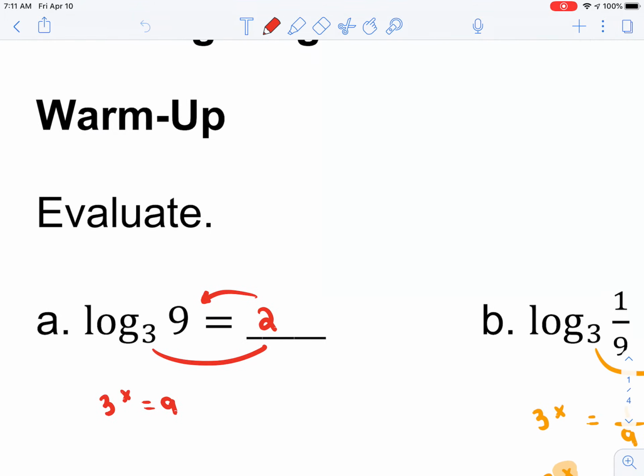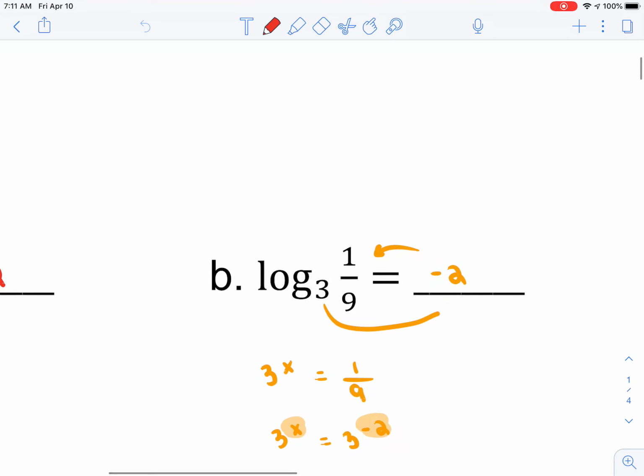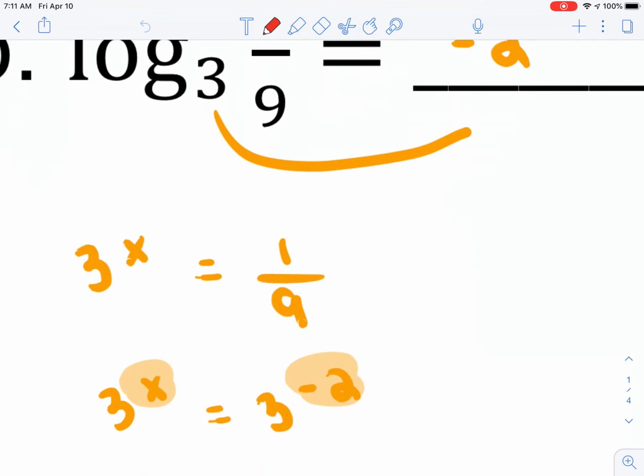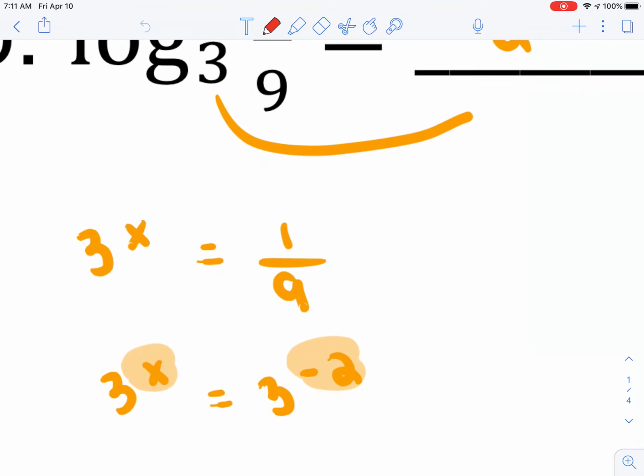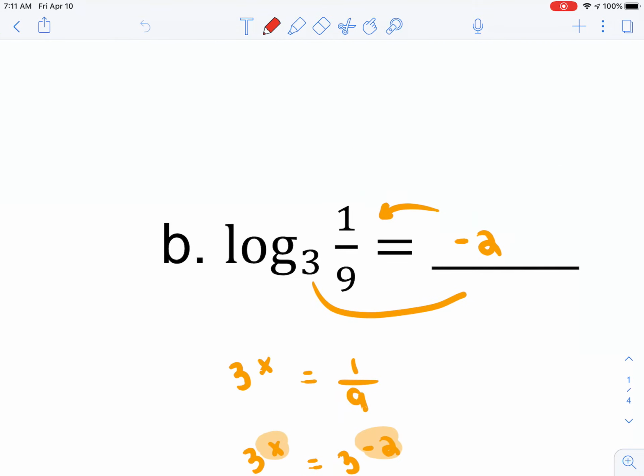Now, if you got part A right, I hope that you got part B because all you had to do was make that exponent negative. If you ever want the reciprocal value, cover up that 1. Sometimes I'll put my finger over that 1 and think 3 to what power is 9, and then make the reciprocal value by making it negative.